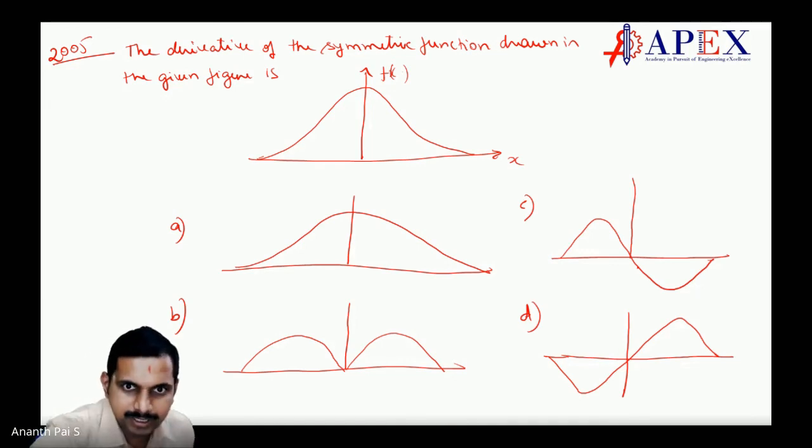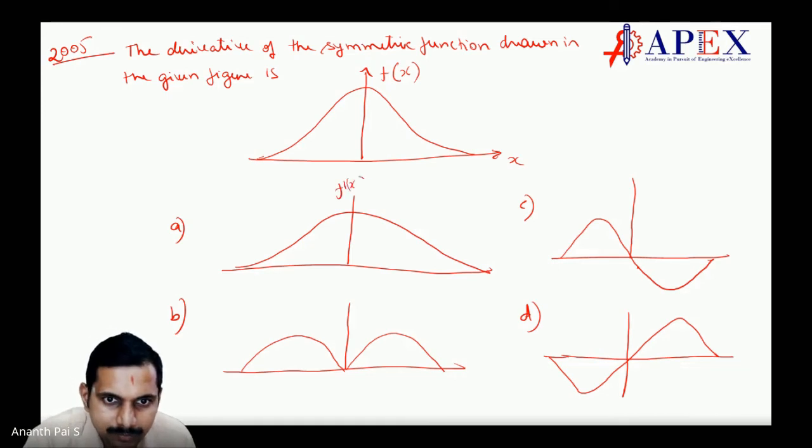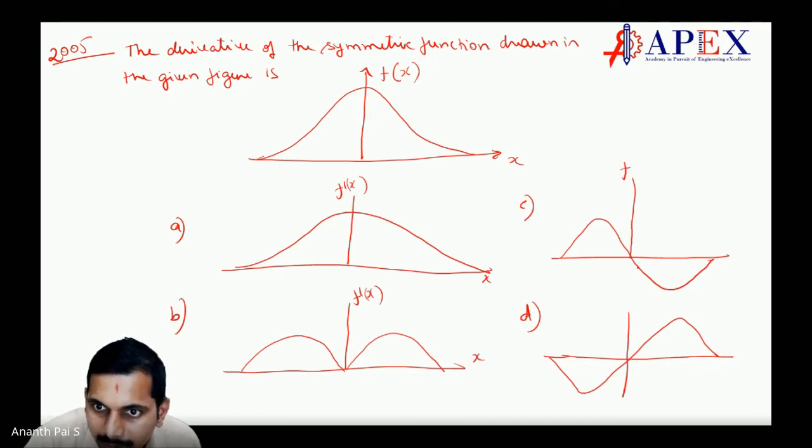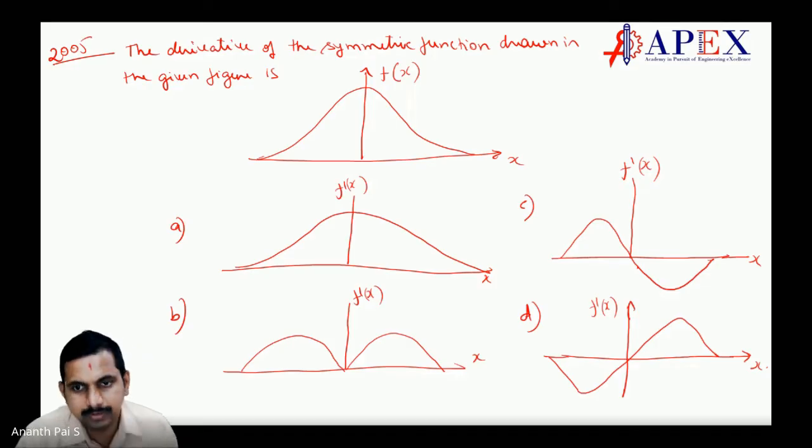f of x, I should write it neatly. This is f dash of x. This is f dash of x. This is also f dash of x. Okay, who is this person? Divyaraj. Divyaraj's answer is C.